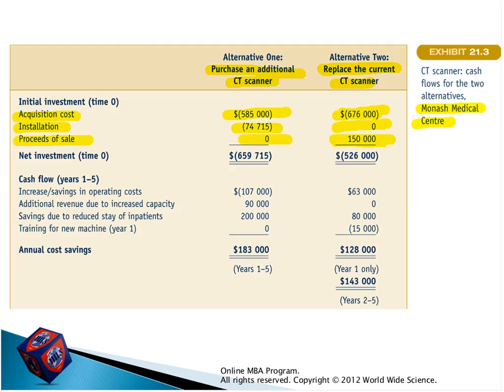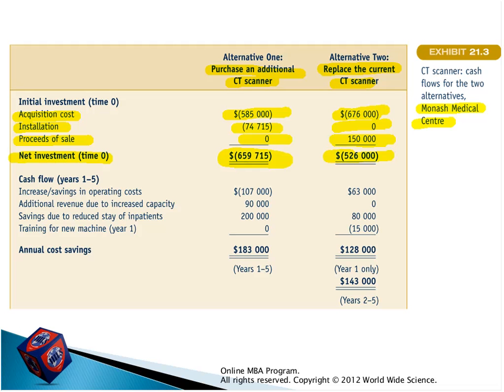So net investment means how much in total we have invested in the project. In the first project we have invested, let's see, 659,715. This is acquisition cost plus the installation of the CT scanner. And in the second project we have invested a total of 526,000.